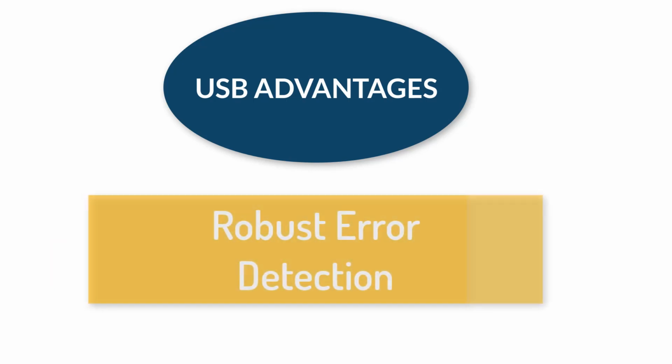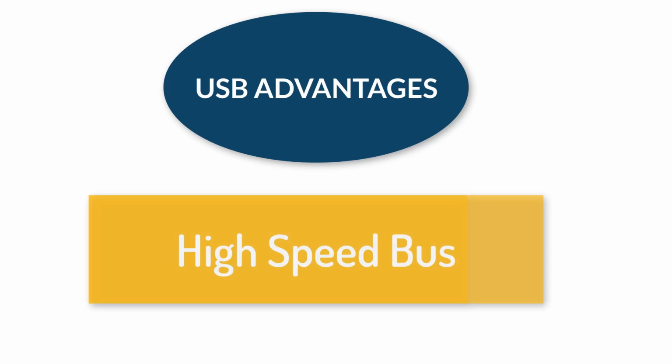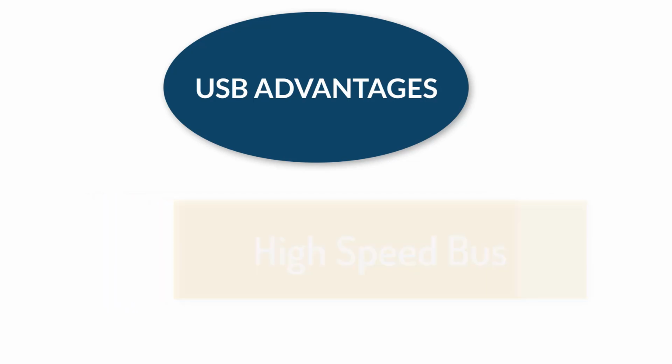USB also has a robust error detection. A malfunctioning USB device can be electrically removed from the bus without affecting others. The host can also instruct a device to enter a suspend state, which reduces the maximum power consumption to 500 microamp. The USB is also a high-speed bus with low speed of 1.5 megabit per second and currently up to 10 gigabit per second with USB 3.1 Super Speed Plus.